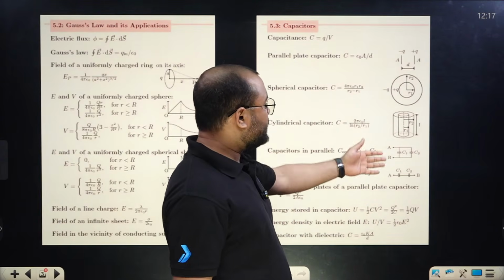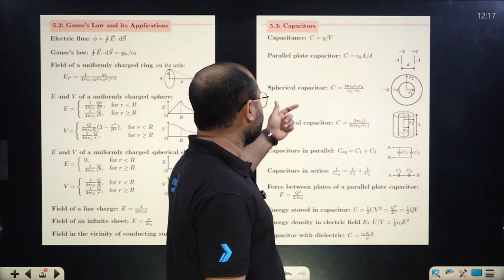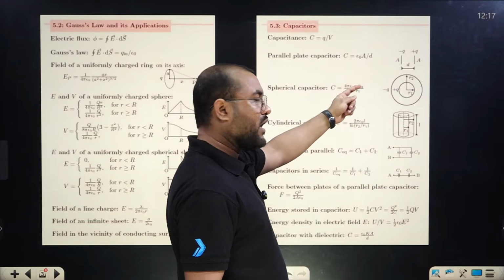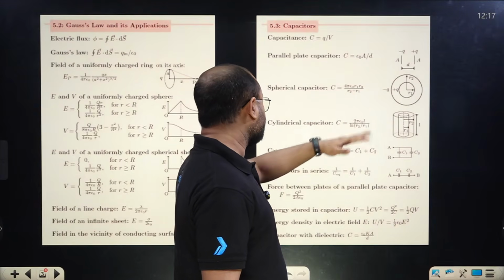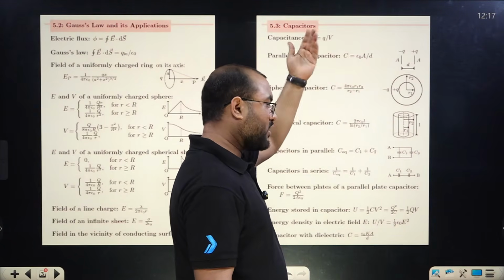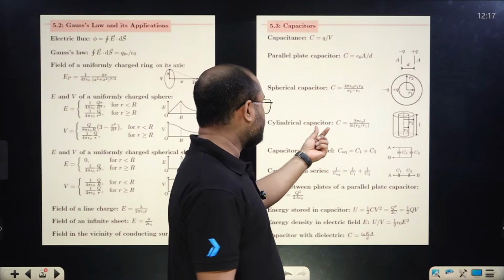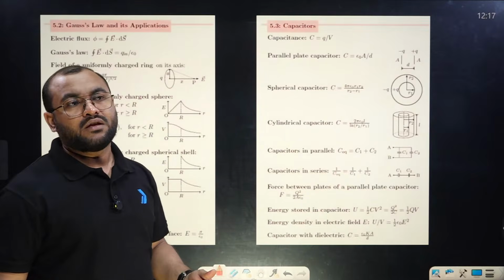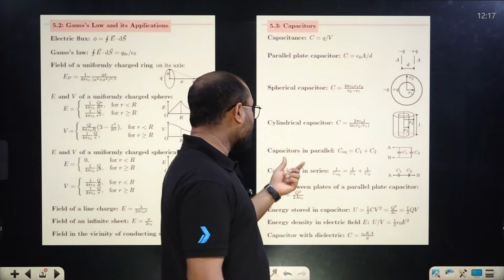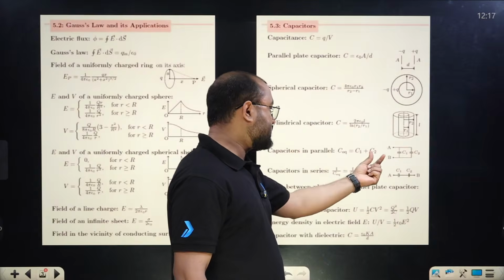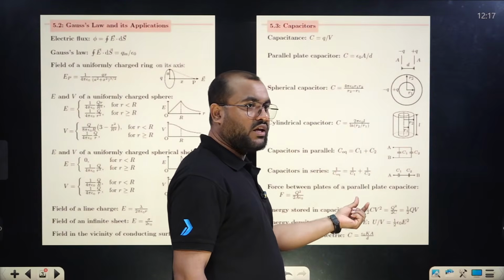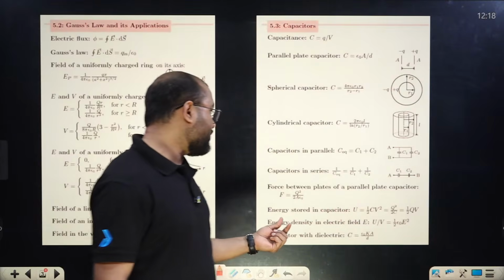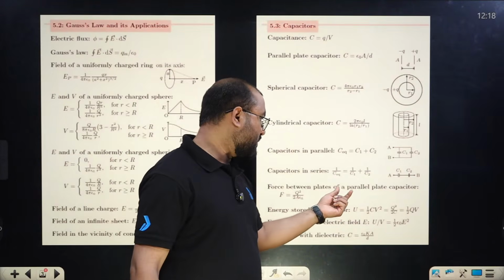Now, these are certain standard formulas. The spherical capacitor: what will be the formula for this? 4 pi epsilon naught R1 R2 divided by R2 minus R1. R2 is the outer radius, R1 is the inner radius. Then we have the one for the cylinder. Similarly, we will have the value for a straight line also. So for parallel, just sum it up. For series, we have to do the division format.